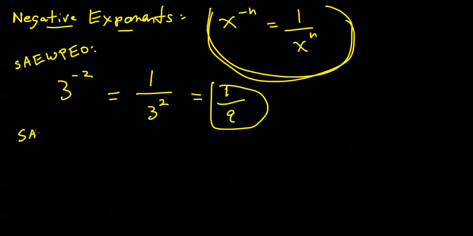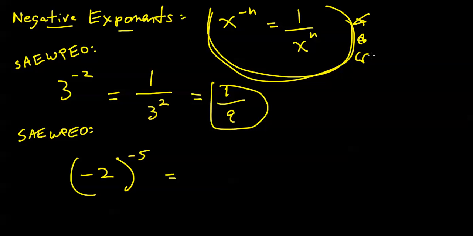Let's try again. Simplify and express with positive exponents only. Minus 2 raised to the minus 5th power. Now, we tend to get all kinds of crazy answers for problems of this type, but it's not really that difficult if you remember the rule.